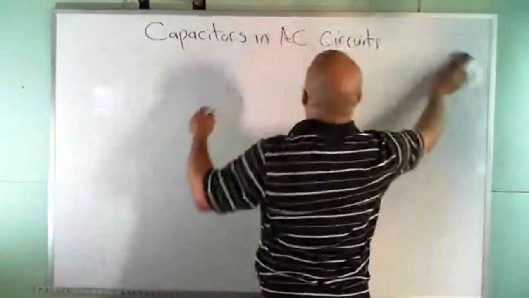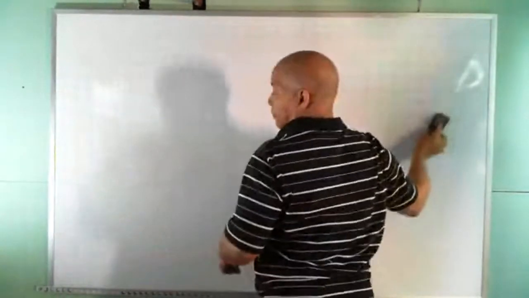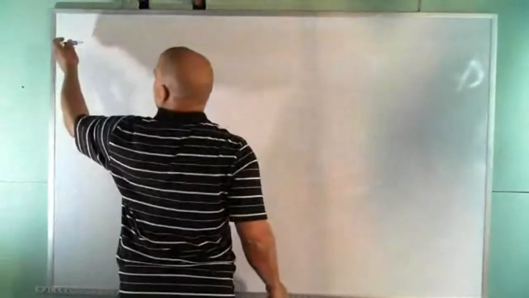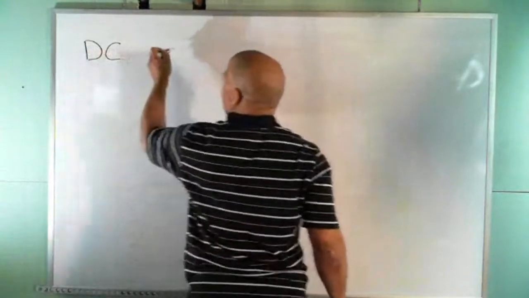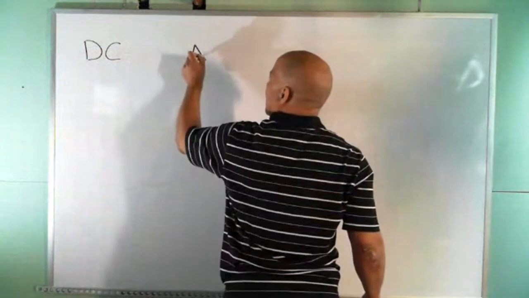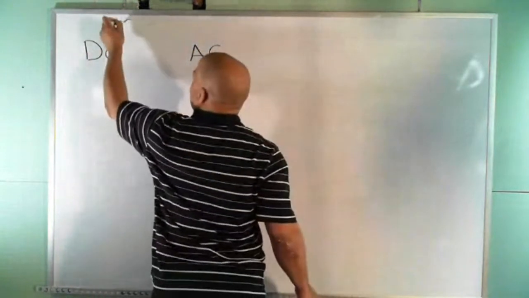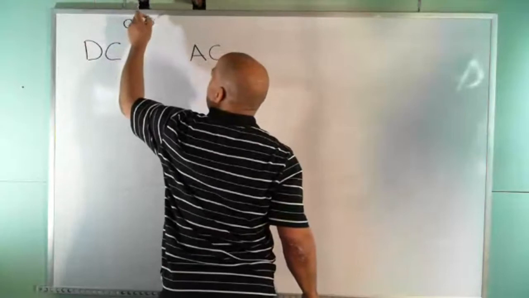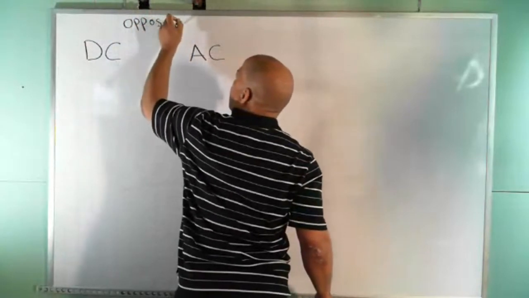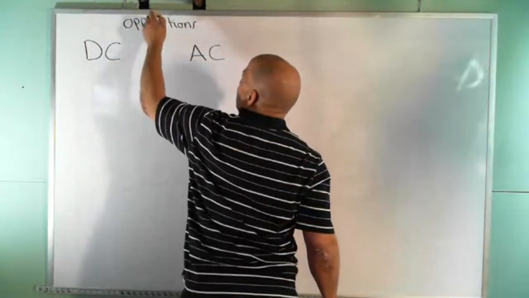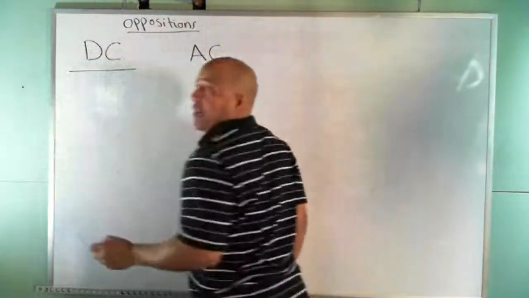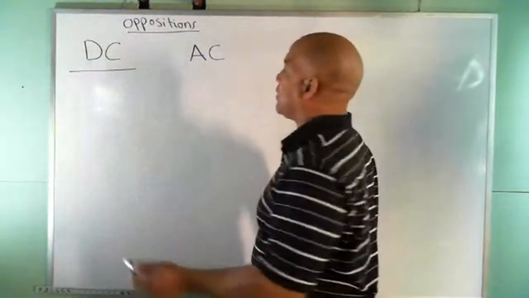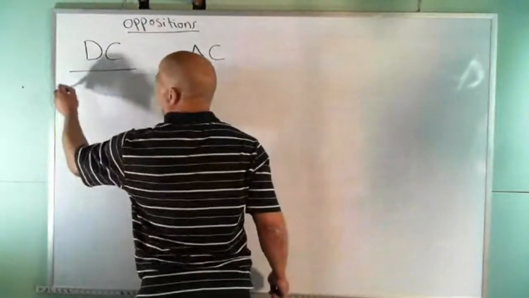All right, so I'm going to get rid of my title here. I'll do it like this. DC and AC. And these are oppositions. All right? Well, in DC, there's only one kind of opposition. We've been dealing with it all semester. That's resistance.